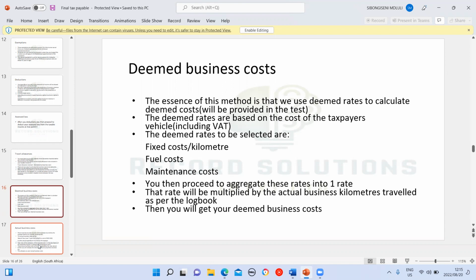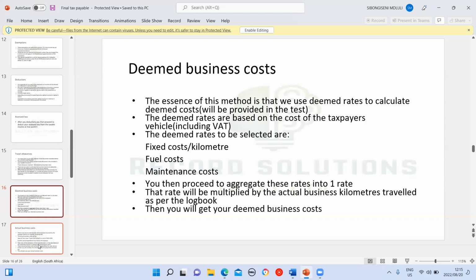The deemed rates are based on the cost of the taxpayer's vehicle, including VAT. Remember this, please. Always remember this. Then the deemed rates to be selected are fixed cost per kilometer, fuel cost, or maintenance cost, but it is very visual and apparent on your table, which will be given to you in the test. So you don't really have to stress about memorizing these components. You'll see them on the table.